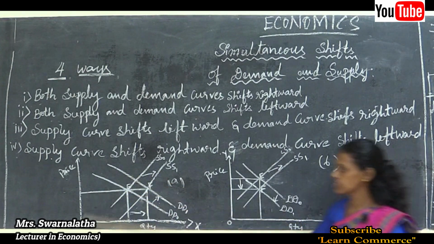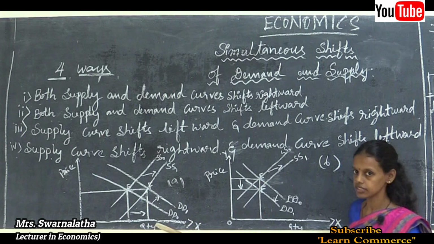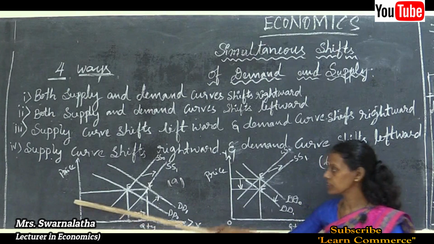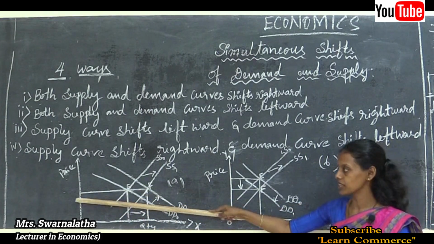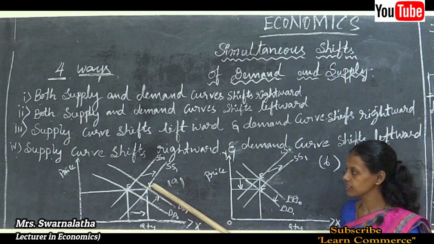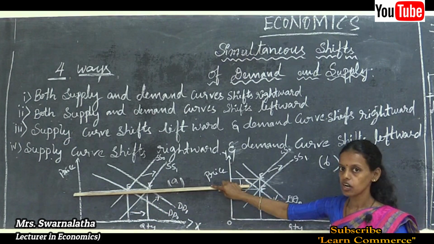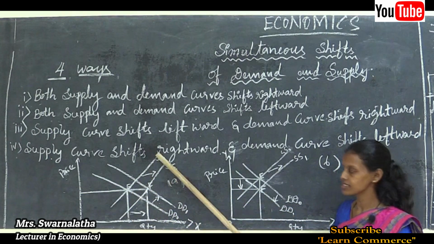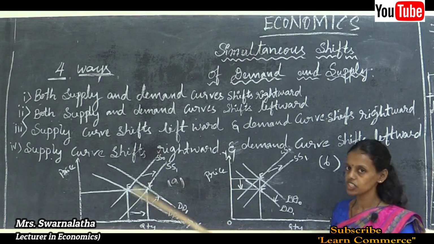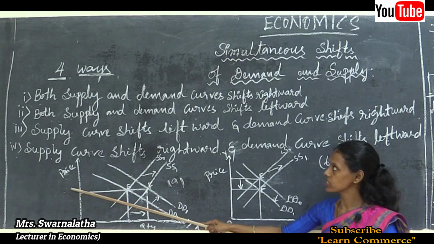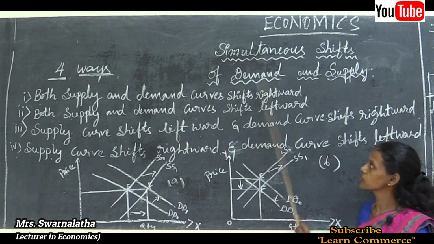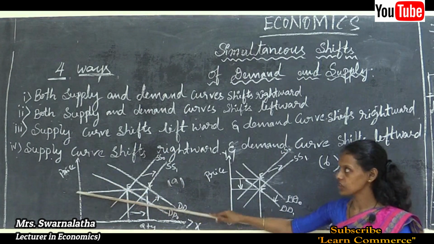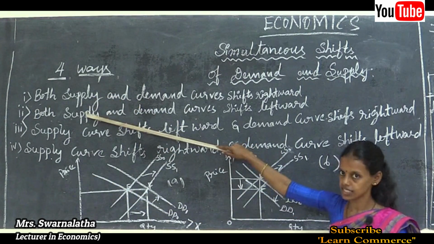Here you can see the OX axis represents quantity and the OY axis represents price or cost. Whatever straight line we are seeing, that is the price, which may increase, decrease or remain unchanged. This is a price line, the horizontal line. DD is the demand curve and SS is the supply curve. In the initial stage, price remains constant; both supply and demand curves shift rightward, or both shift leftward, but price remains constant under the first and second conditions.